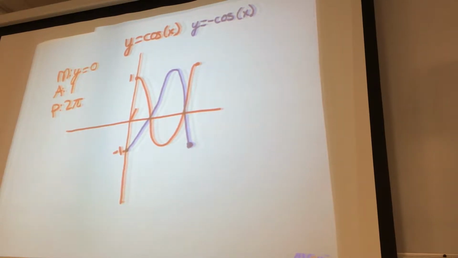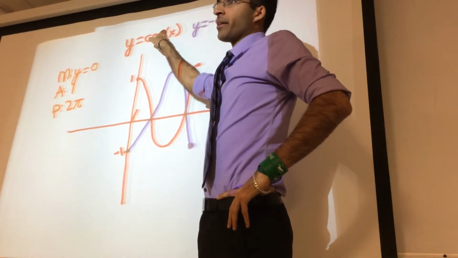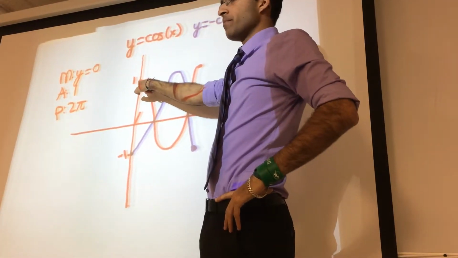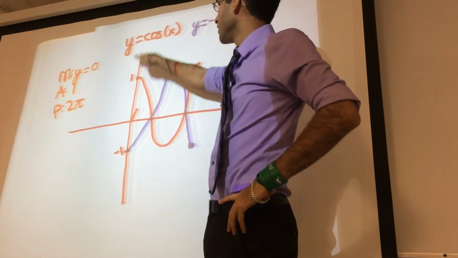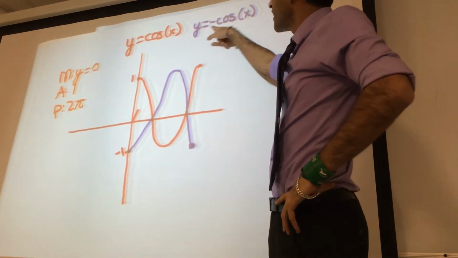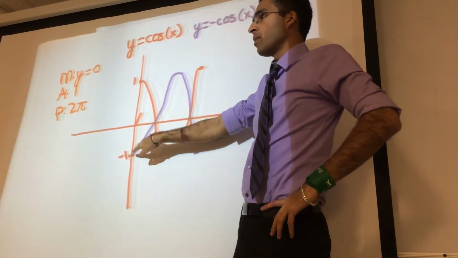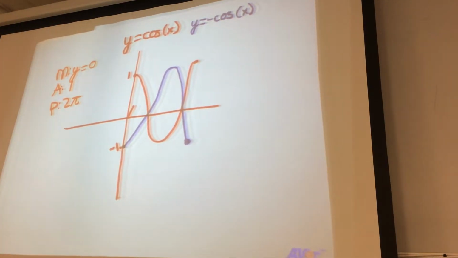Okay, let's notice something. Y equals cosine of x starts at the maximum and goes down. Y equals cosine starts upstairs and goes down. Y equals negative cosine starts at the minimum and goes up. Those are going to be very key properties. Let me write those down.